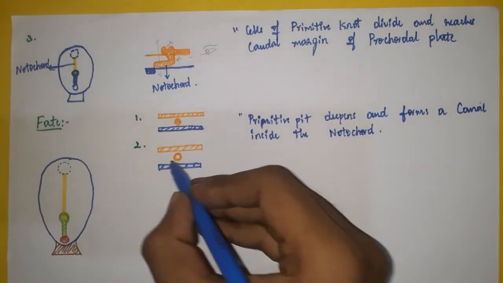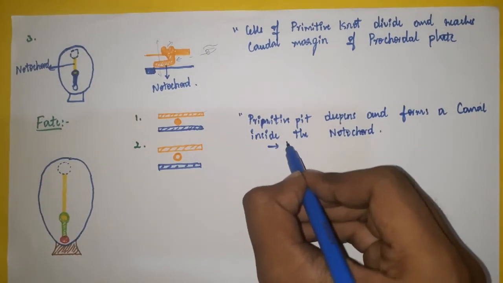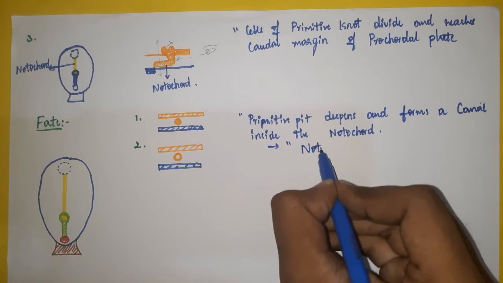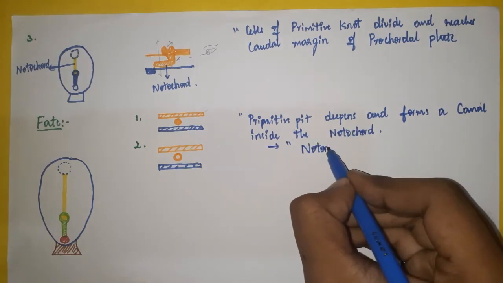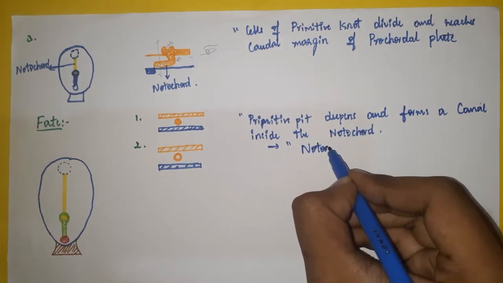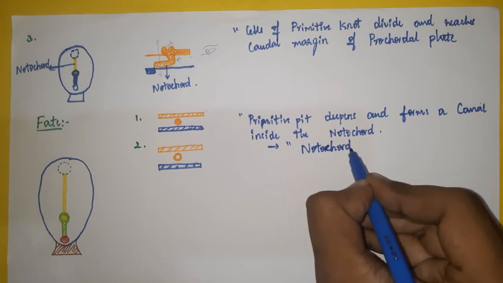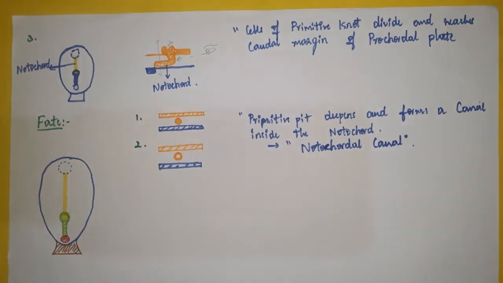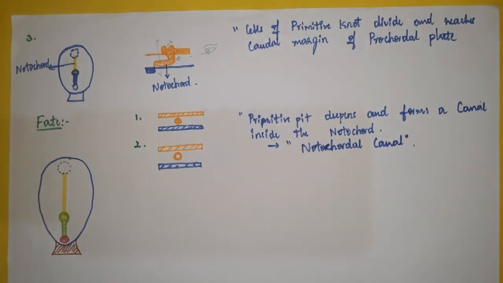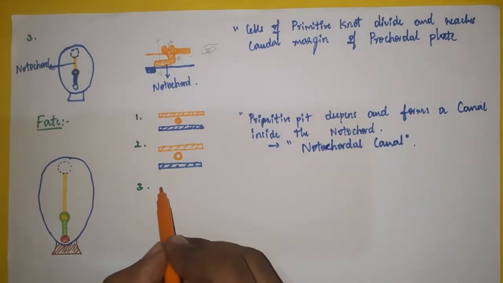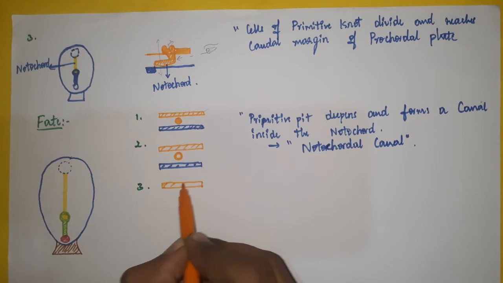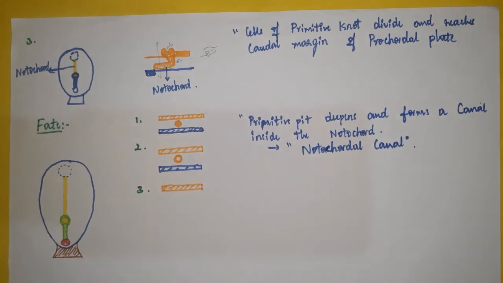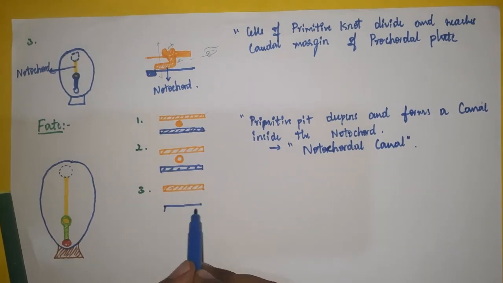Now what do we call this structure now? This structure is called now notochordal canal. Previously it was notochord only. Now it becomes notochordal canal. Notochordal canal. Okay. Third point. Now this is the endoderm, right? This is ectoderm. This is endoderm.